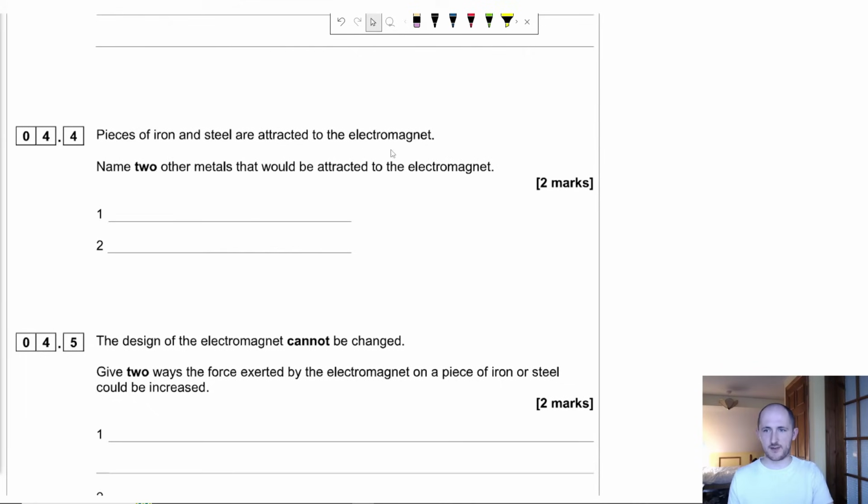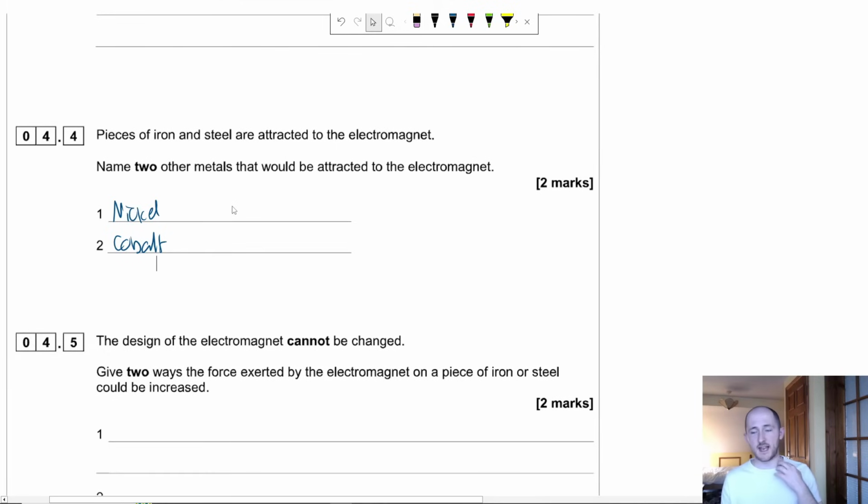Pieces of iron and steel are attracted to the electromagnet. Name 2 other metals that would be. So the ones that you might be aware of are nickel and cobalt, which, by the way, is why things like the kind of bronze coins like the 1 and 2p's are attracted to magnets. It's because they're actually made out of nickel mostly, hence they're magnetic.